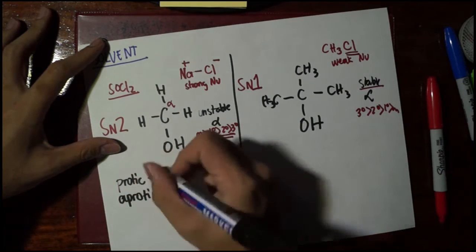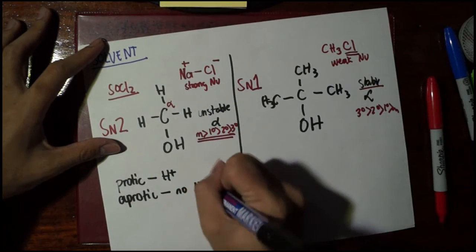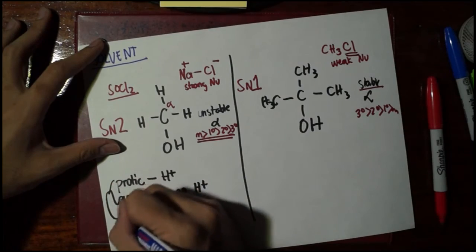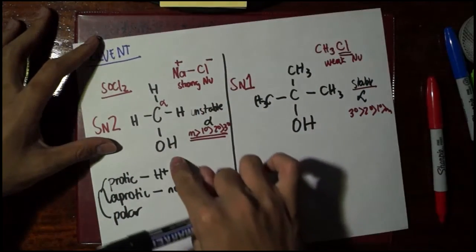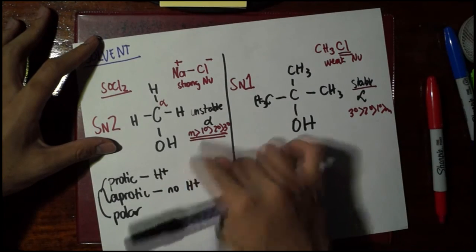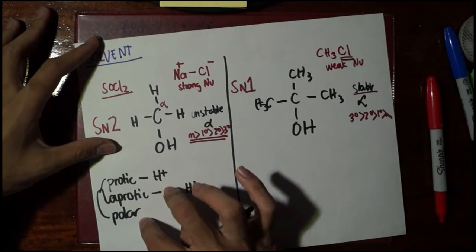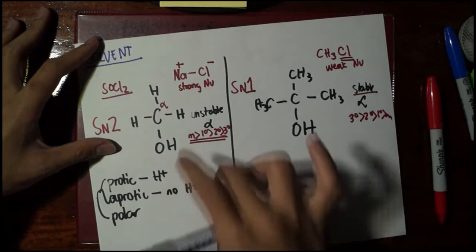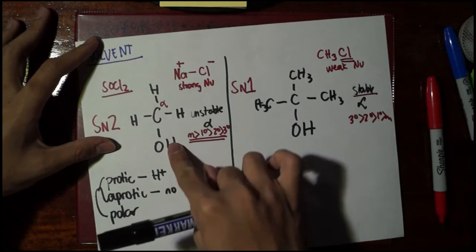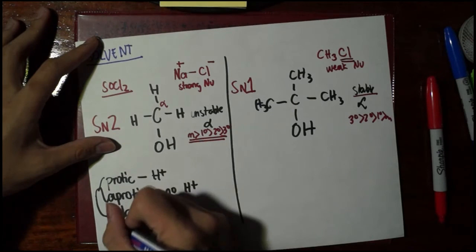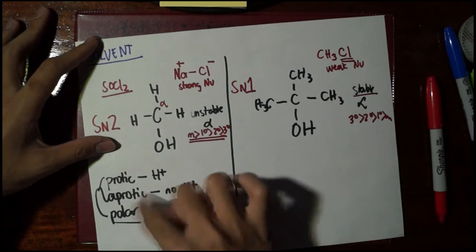Protic meaning it can give out H. Aprotic meaning no H. Both cases, they should be polar. Why? Because whether the leaving group here is OH, NH2, or X, the compound will still be polar. And you know, the solvent must be polar or else it will not dissolve, because again, like dissolves like. You cannot expect a non-polar solvent to dissolve a polar solute. So again, we can either have a polar protic solvent or a polar aprotic solvent.